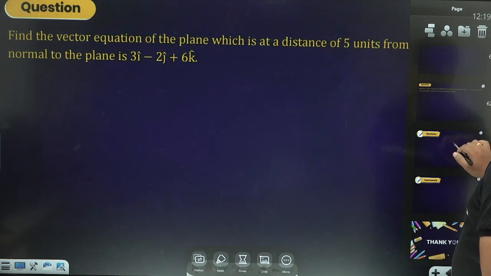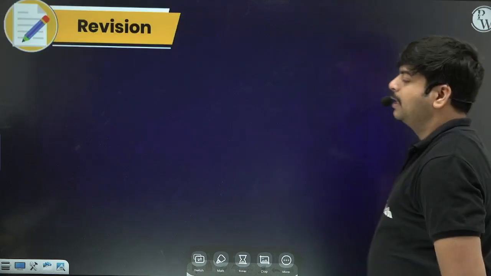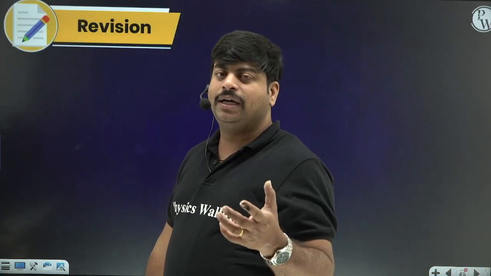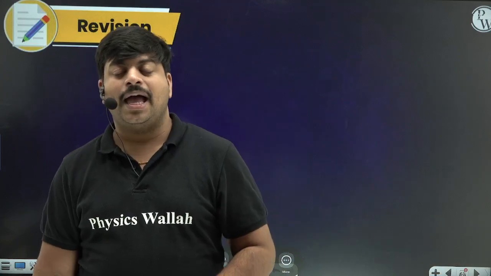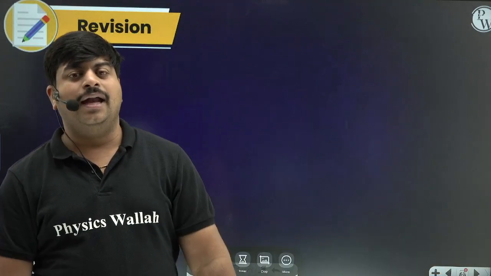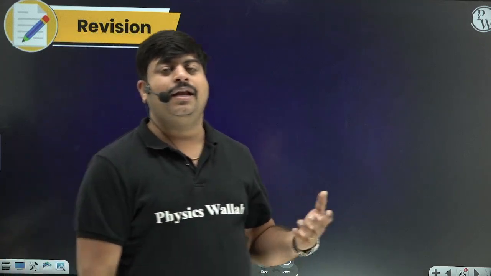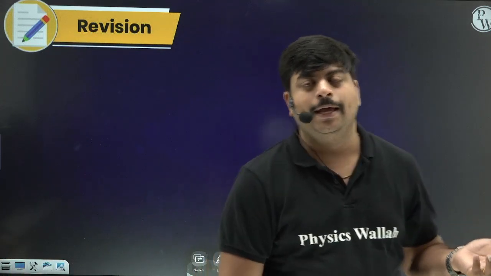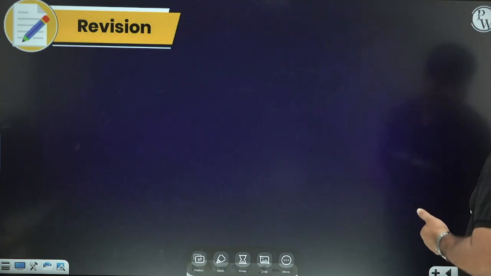So, what we have discussed today in three-dimensional geometry: we started with DCs, what DCs and DRs are, how to find DCs and DRs, and different equations of lines, the distance between skew lines, the equation of planes, and different applications of all those. With that, we are going to conclude this chapter.